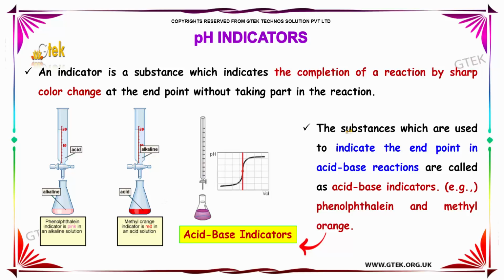The substances which are used to indicate the end point in acid-base reactions are called acid-base indicators. The typical examples are phenolphthalein and methyl orange.